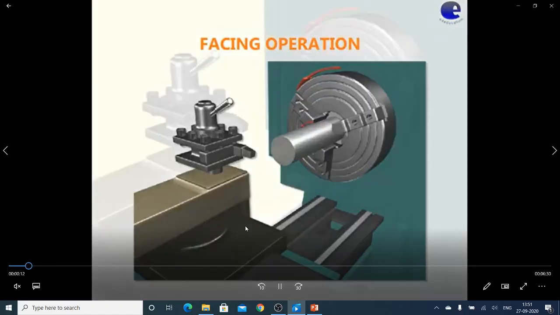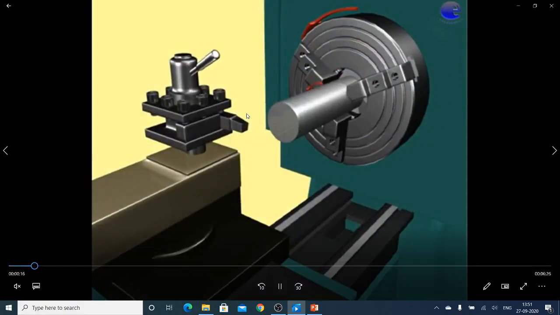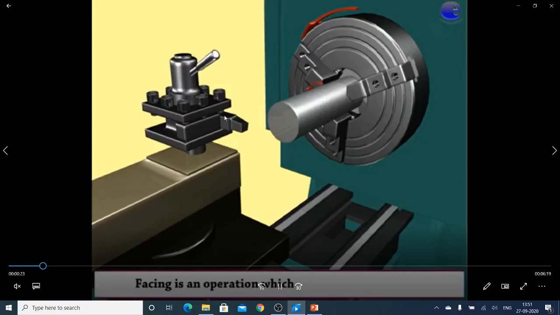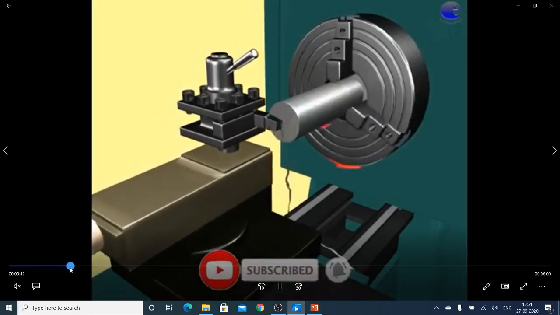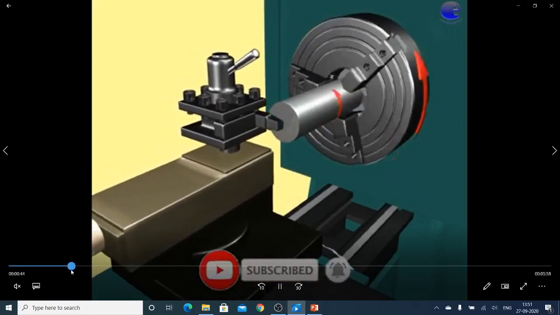First is the facing operation. Now what is happening in the facing operation? The workpiece is moving, fixed inside the chuck. This is the facing tool. The facing tool is moving perpendicular to the axis of the workpiece, and the length of the workpiece is reduced. You can see the perpendicular motion of the tool. So the length is reduced.